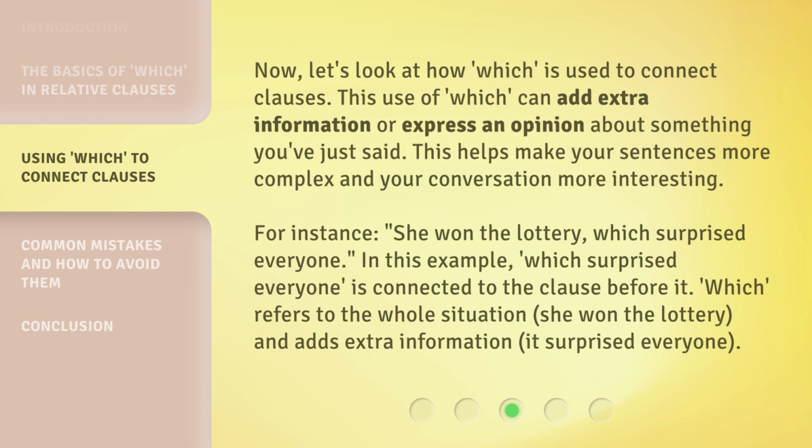Now, let's look at how which is used to connect clauses. This use of which can add extra information or express an opinion about something you've just said. This helps make your sentences more complex and your conversation more interesting. For instance, she won the lottery, which surprised everyone. In this example, which surprised everyone is connected to the clause before it. Which refers to the whole situation, she won the lottery, and adds extra information, it surprised everyone.